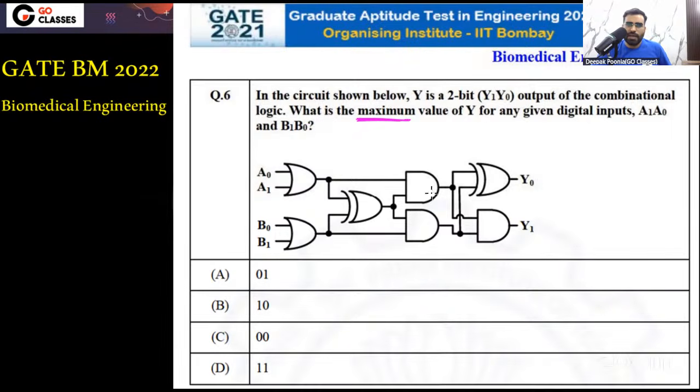Okay, so let's see. I will solve this question using multiple methods. I will solve this question by writing the expression also. We can write the expression for Y0, we can write the expression for Y1, and then we can solve it. That is one of the methods, and we will see that also. Also remember, we will see the backward method, and that is the most efficient method for this question. So let's solve it.